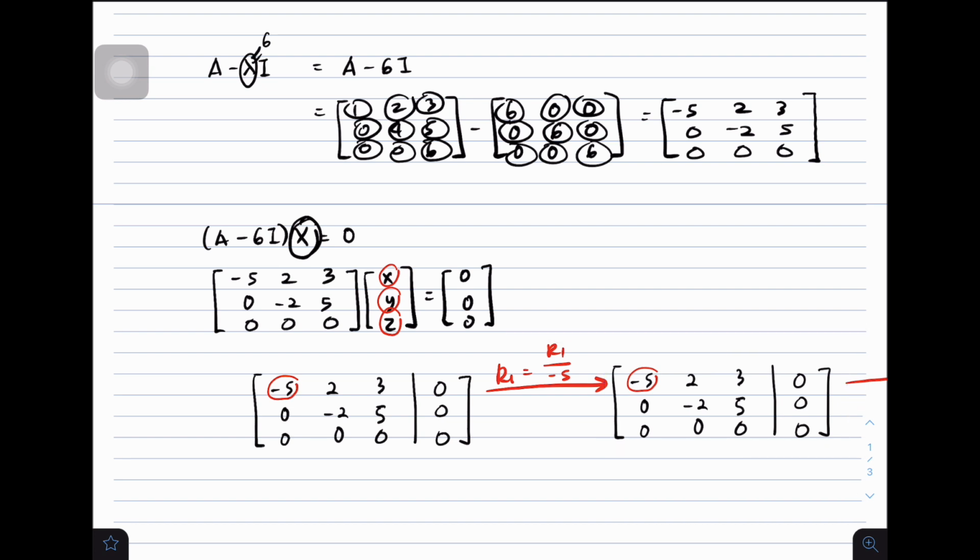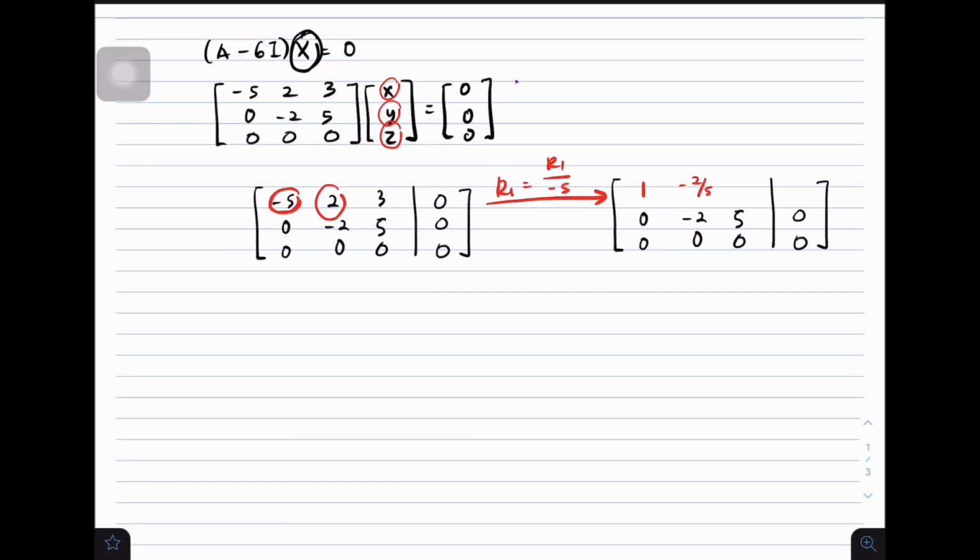Okay, so you just need to change row number 1. Row number 2 and 3 will remain the same. Row number 1 will become the new one. So row number 1 divided by negative 5. Negative 5 divided by negative 5 is 1. 2 divided by negative 5 is negative 2 over 5. 3 divided by negative 5 will give you negative 3 over 5 here. And 0 divided by negative 5 will give you 0.